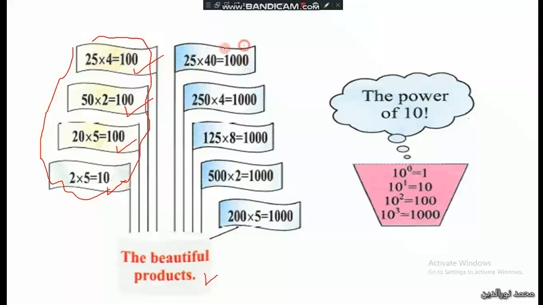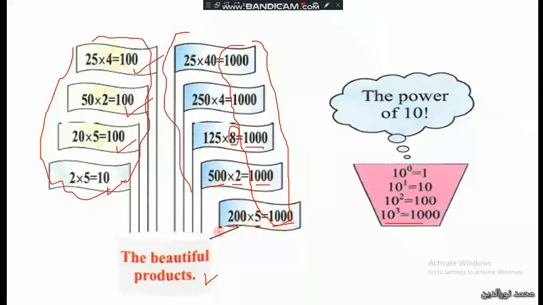And then here I also have the power of 10, 1000, which is 10 power 3 because I have 3 zeros. So if I have 25, I multiply it by 40 and I get 1000. If I have 250, we multiply it by 4 and it becomes 1000. 125 we multiply by 8, or 8 we multiply by 125. 500 times 2 is 1000. 200 times 5 is 1000.